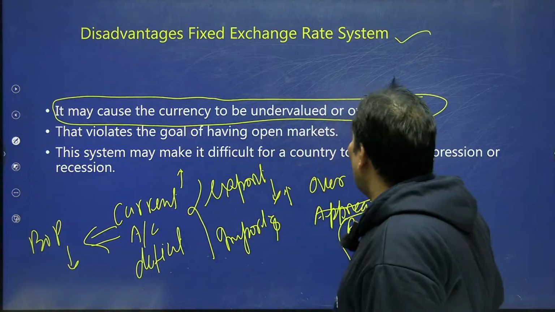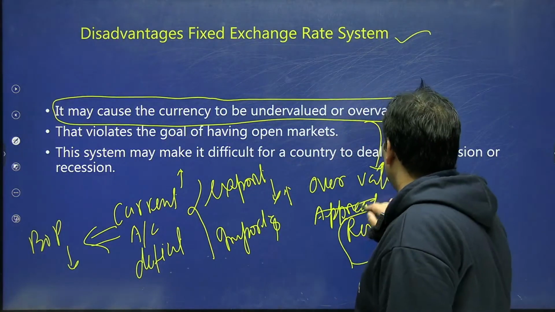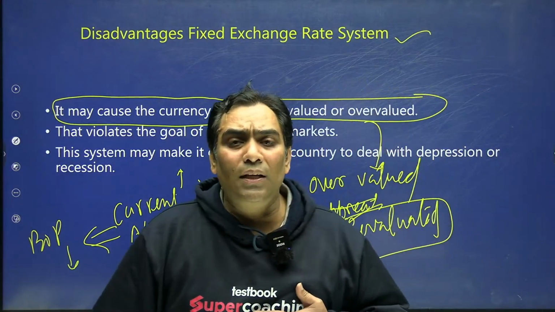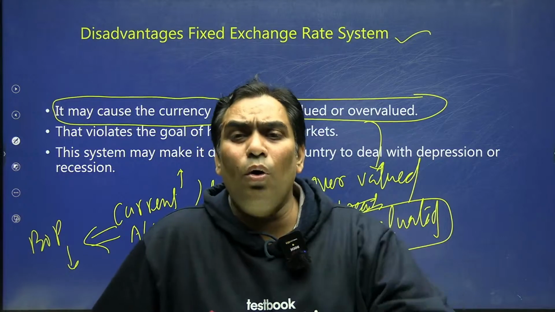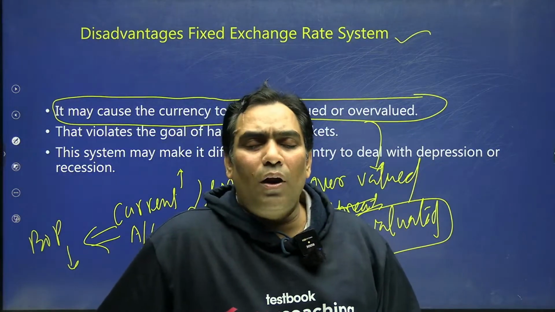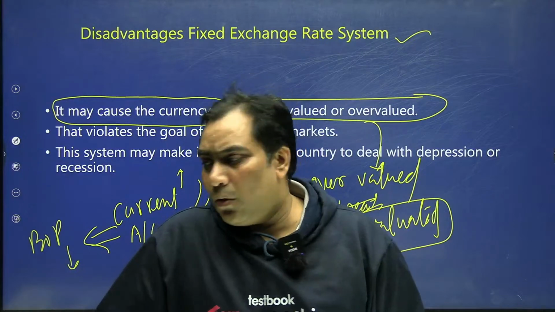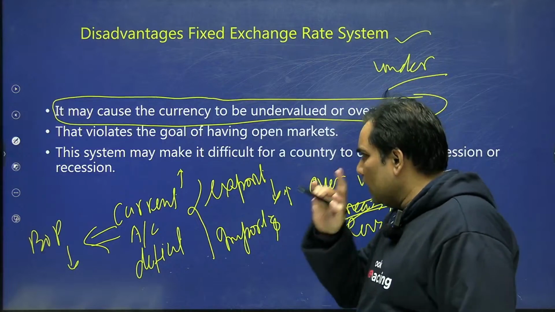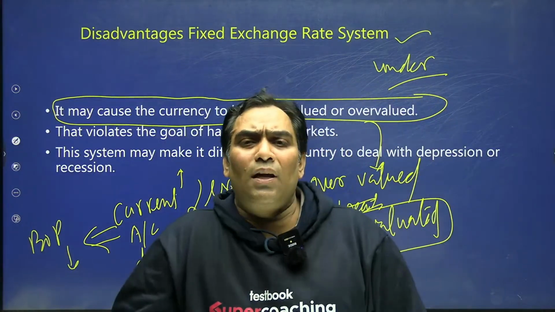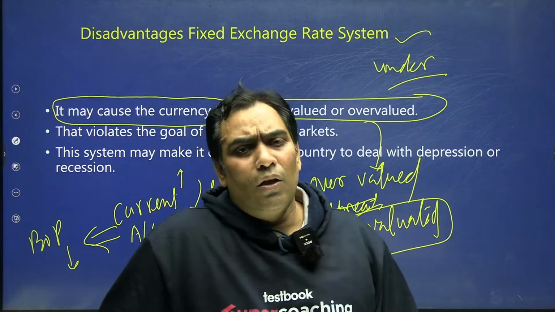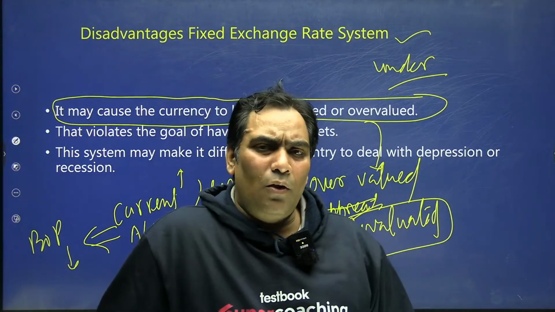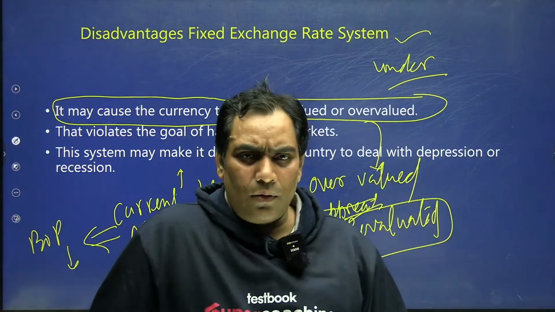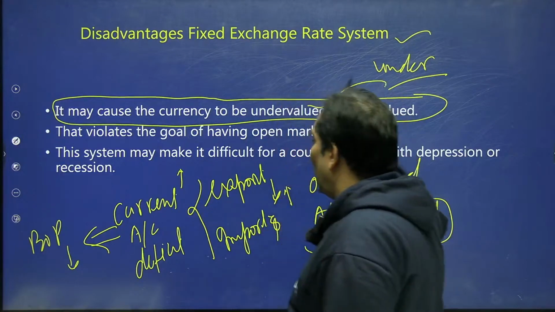Overvalued means the value of our currency is more, that is, it is valued more in the real sense. If it is undervalued, it will be beneficial. Because it is going to be fixed with respect to the foreign currency, there is a chance that it may be overvalued or undervalued, and accordingly it may affect our BOP situation. So this is the scenario.